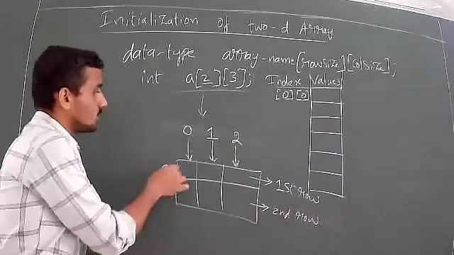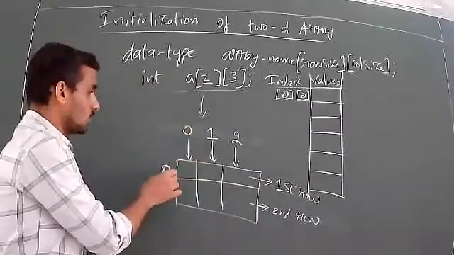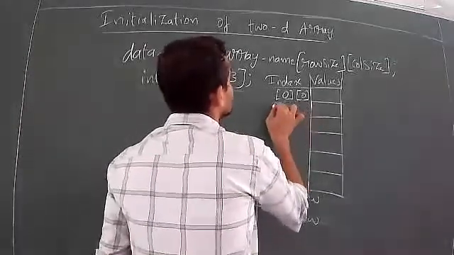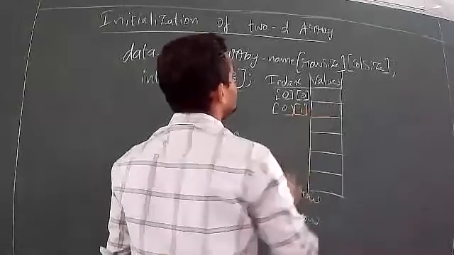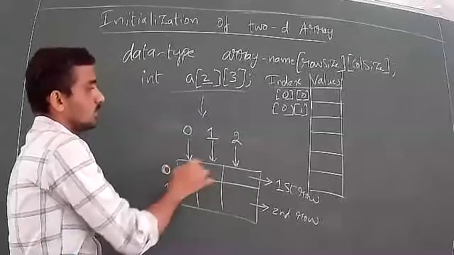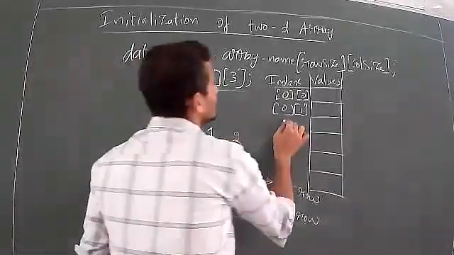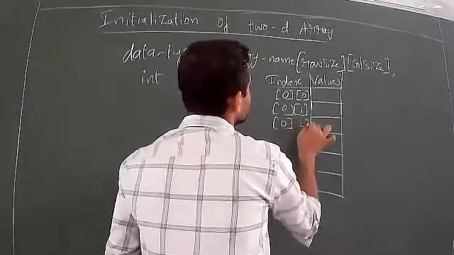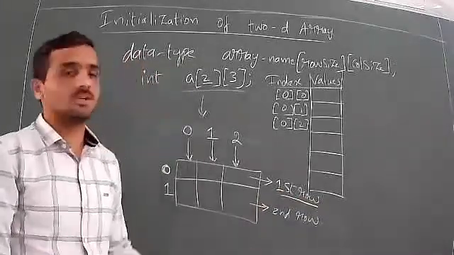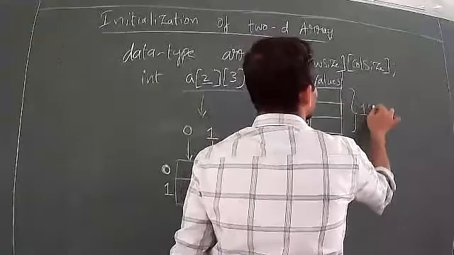So row number is 0, column number is 0. Then the second element is indicated, again by row number and column number, that is 0, 1. So this is the second element. Third element, 0, 2, because row number is 0 and column number is 2. So that is the end of the first row. The first row elements are indicated here, so we can say this is the first row.